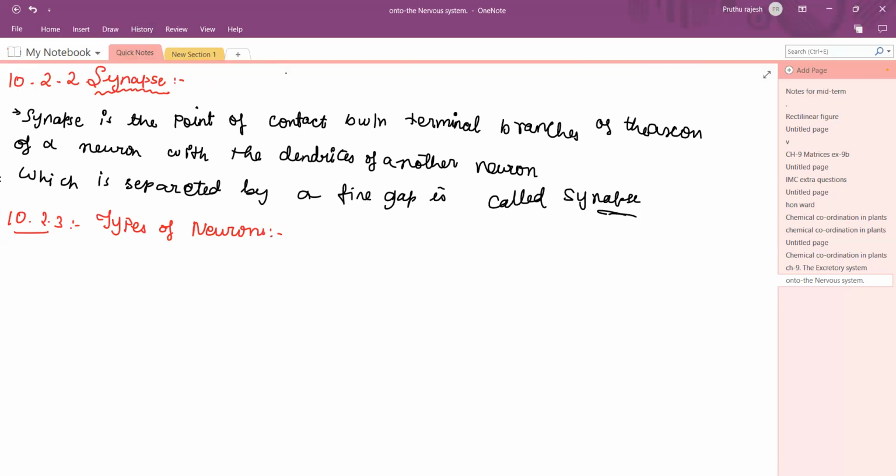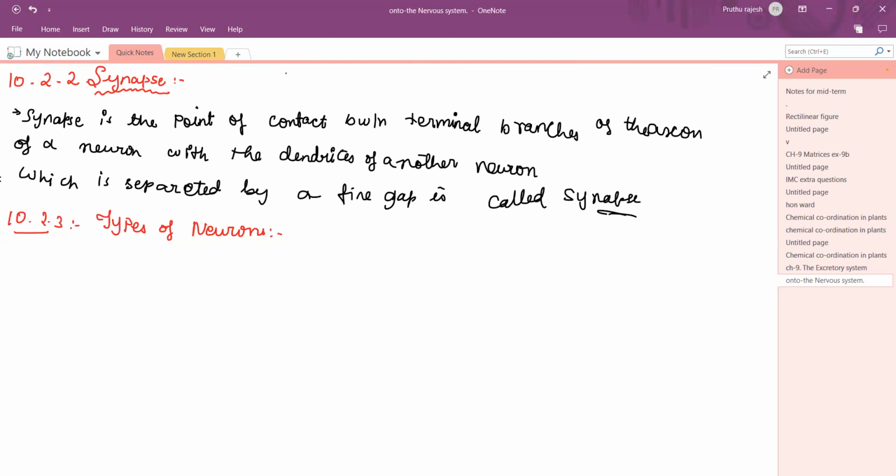We have three types of neurons, which are called sensory neurons, motor neurons, and association neurons. Association neuron is also known as mixed neuron because it does the function of both sensory neurons and motor neurons. So first one, sensory neurons convey impulse from the receptor or sense organs to the brain or spinal cord.